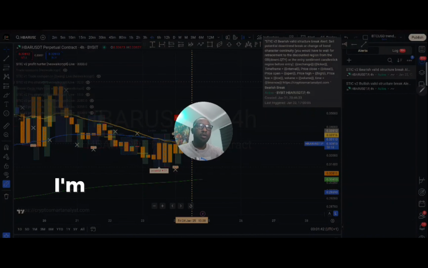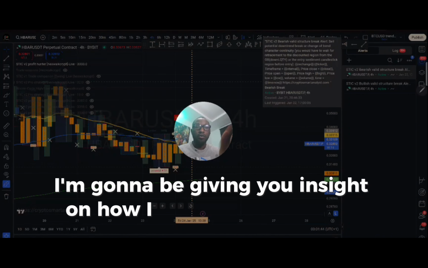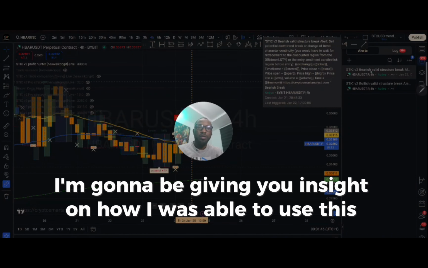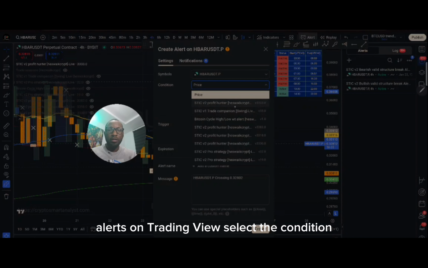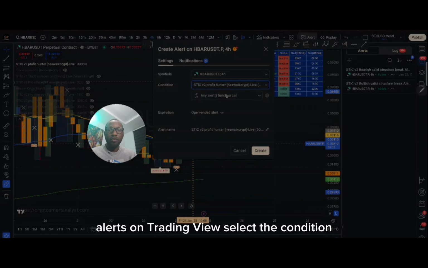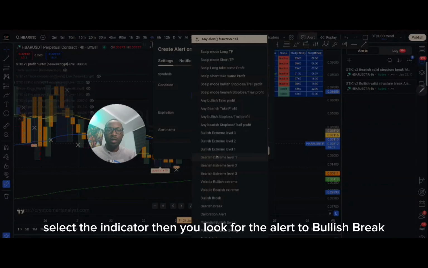So basically, I'm going to be giving you insight on how I was able to use this feature, which you can actually go to, you can set up in the setting. So you can select the alert on TradingView, select your condition, select the indicator, then you look for the alert. So the bullish break alert.